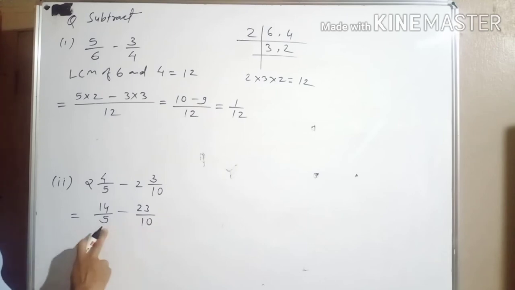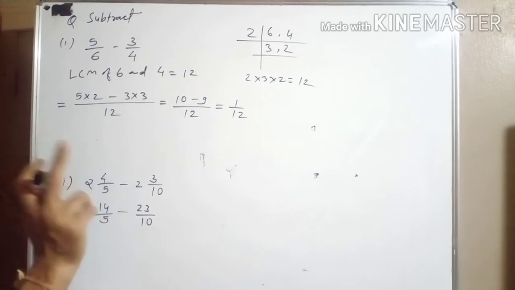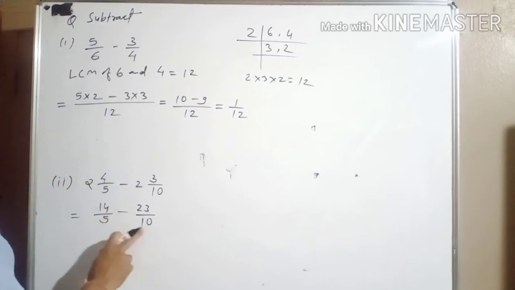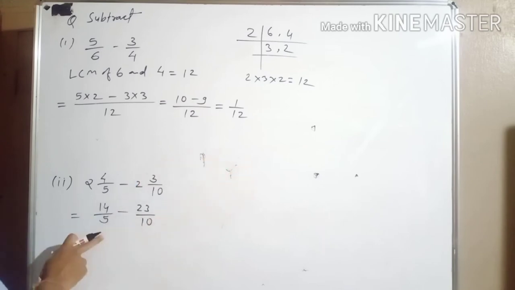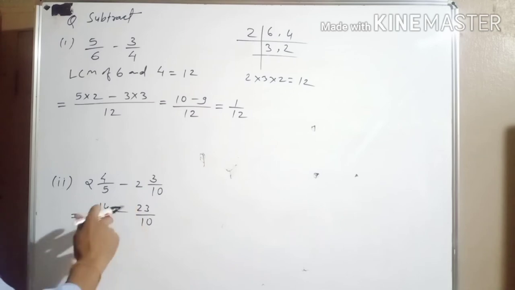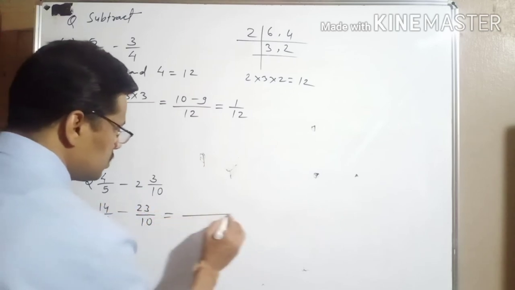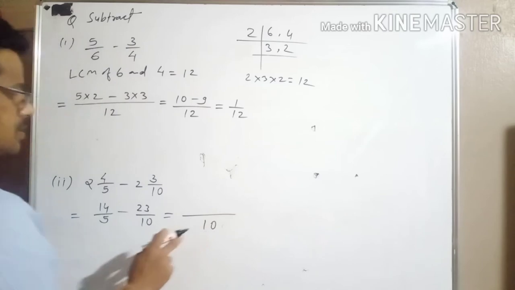And what is the LCM of 5 and 10? The table also I have made clear to you. 5 and 10 both come in the same table. No need to find the LCM separately, we can get it directly. What will be the LCM? The greater number will be the LCM. We can write here, their common denominator becomes 10.